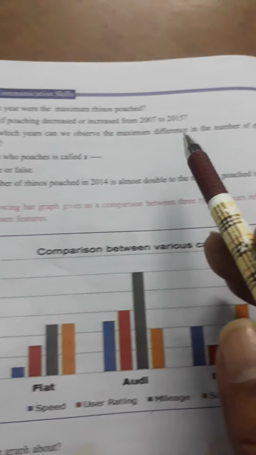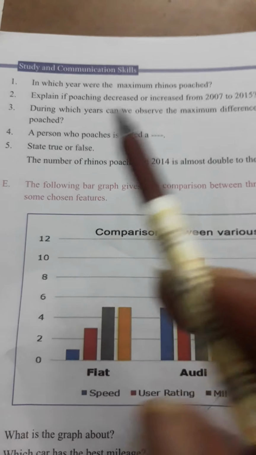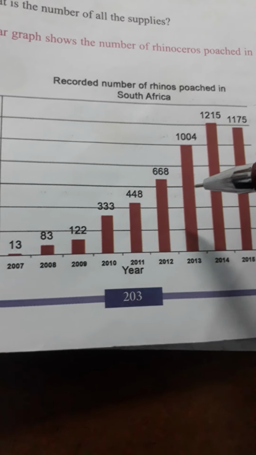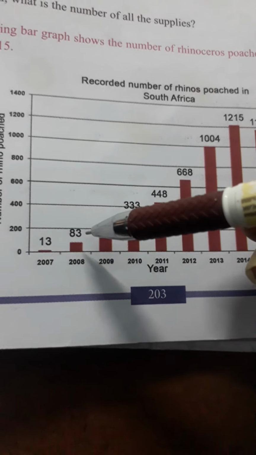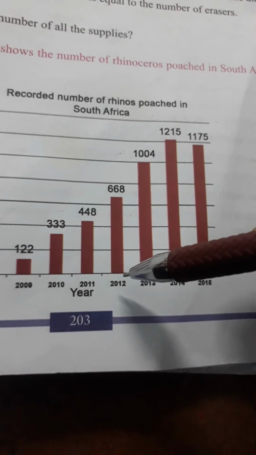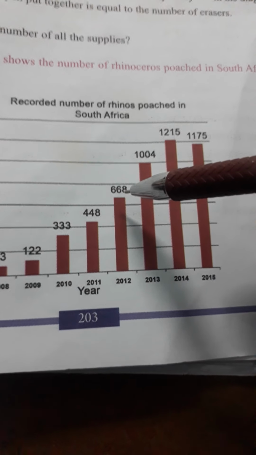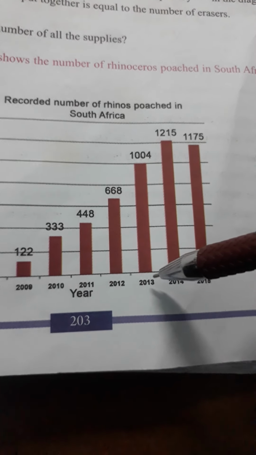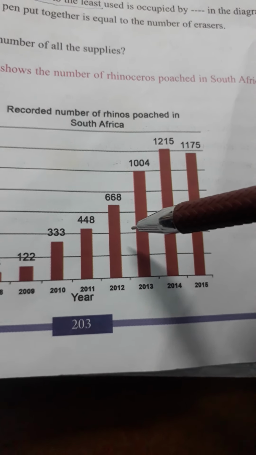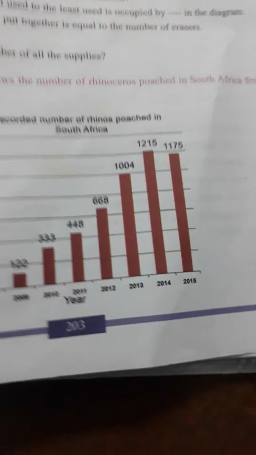Read the question once again. During which years can we observe the maximum difference in the number of rhinos poached? So you observe: 13 to 83, it's not a big difference. Here when you come to 2012, 668, and when you go to 2013, 1004. So this is the answer. Answer here: 2012 to 2013. Right, next question.